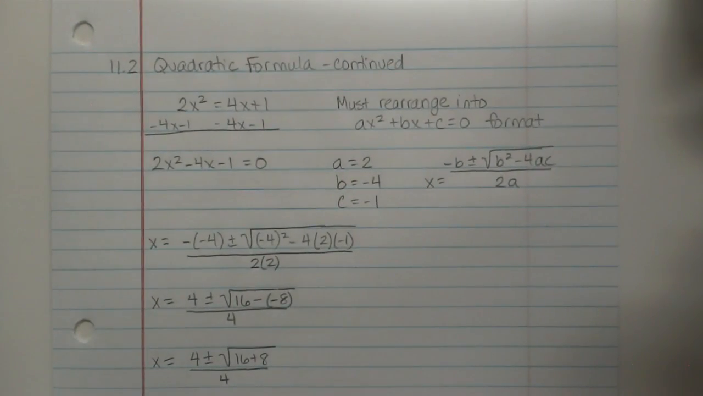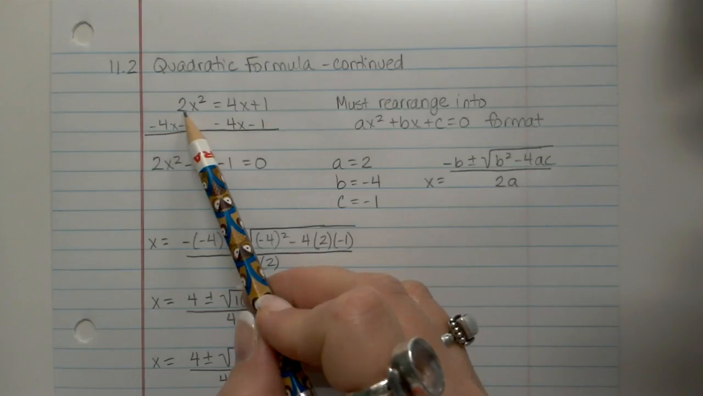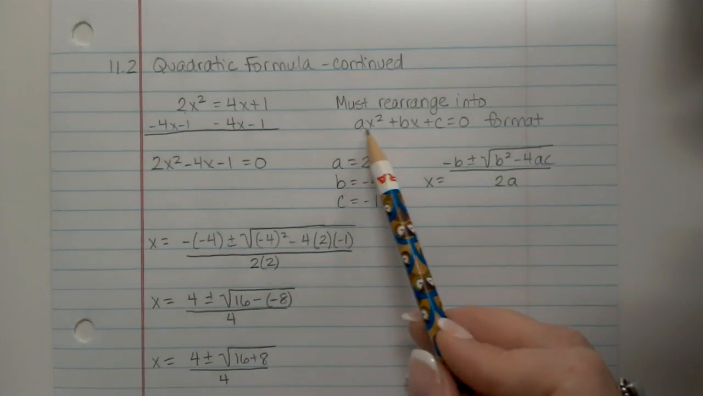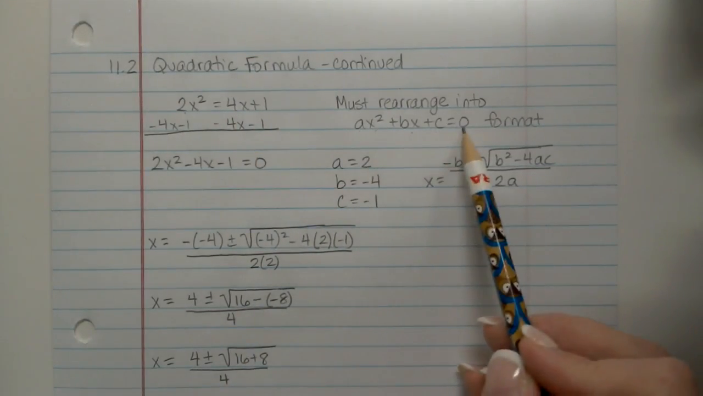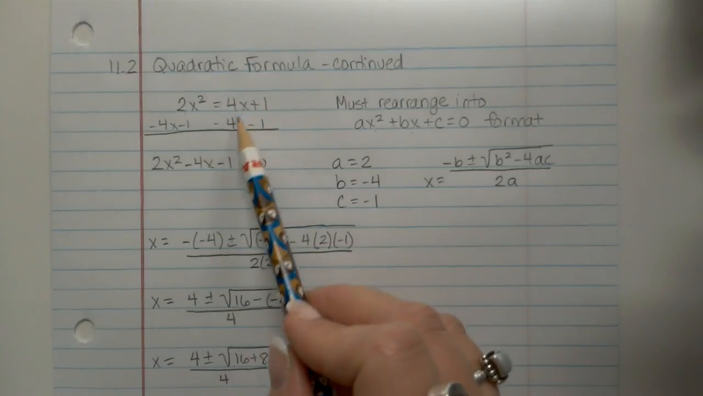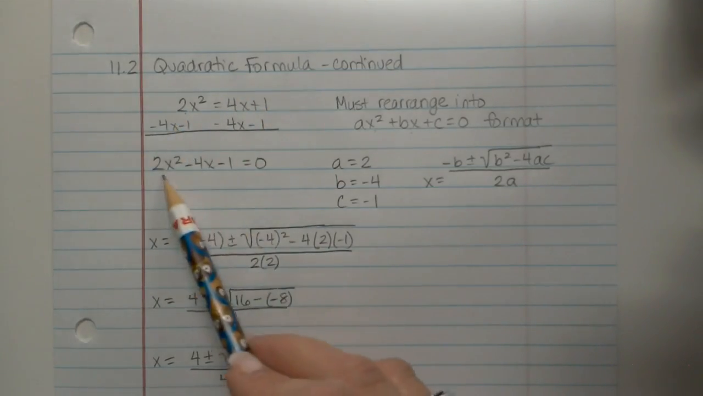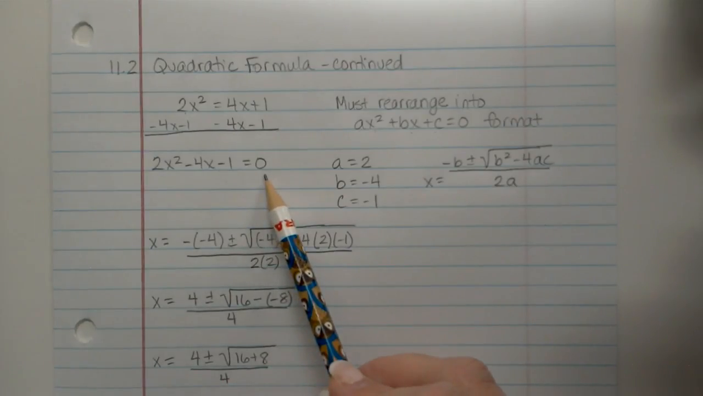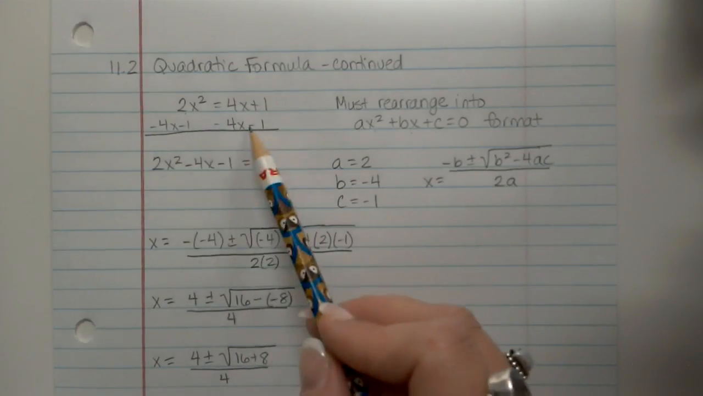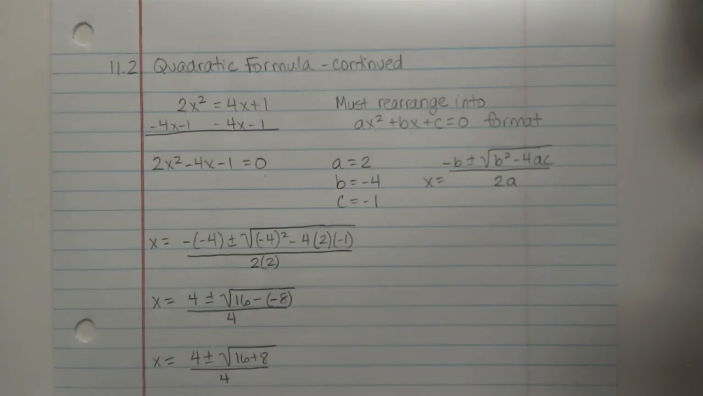Now the problem with this one is it's not in the right format. The x squared, the x, and the constant are not all equal to 0. We got to move this 4x. We got to move this 1. Everything's got to be moved over to one side so that it's equal to 0. If you start trying to pick a's and b's before it's moved, you're going to get the wrong answer.